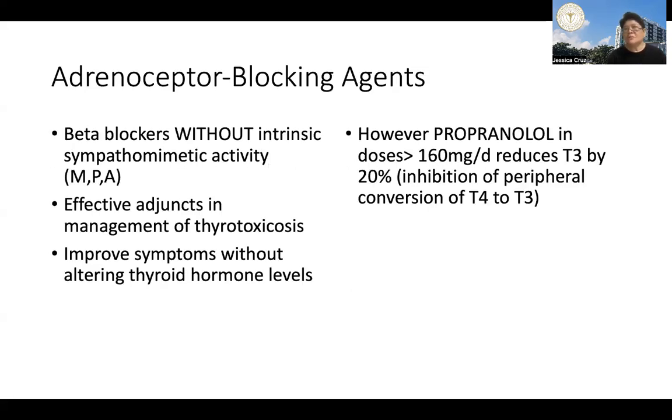Okay, so what about beta blockers? No, this is used to control especially the cardiac manifestations of thyrotoxicosis. No, so we give beta blockers that do not have intrinsic sympathomimetic activity. No? So these are metoprolol, atenolol, and propranolol.